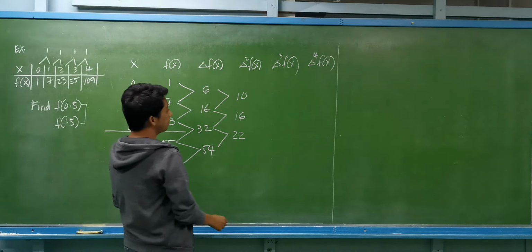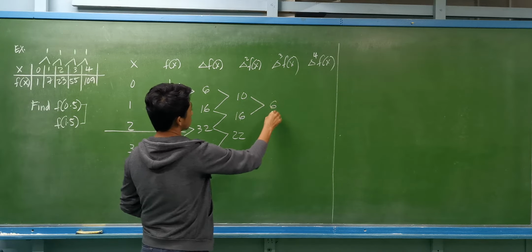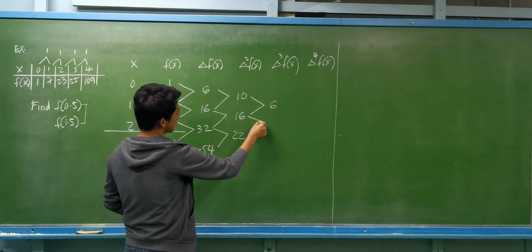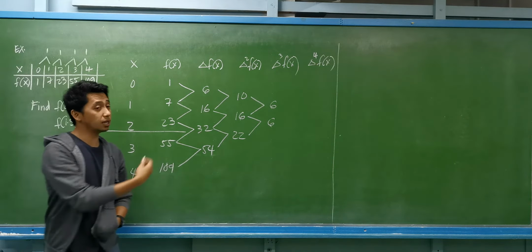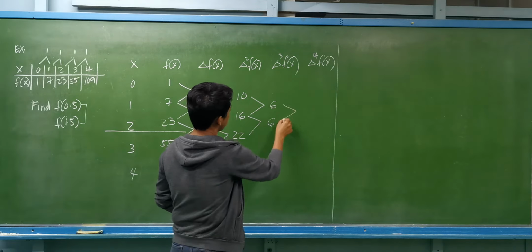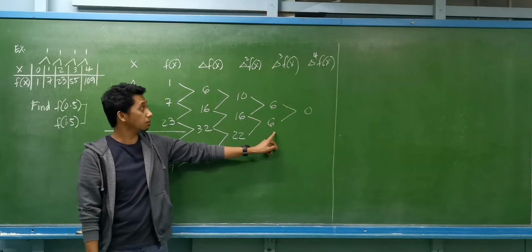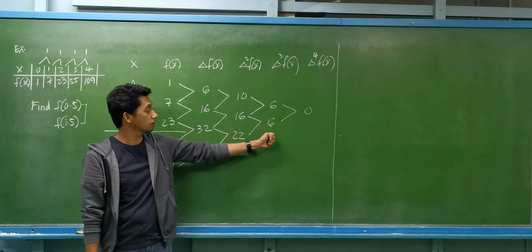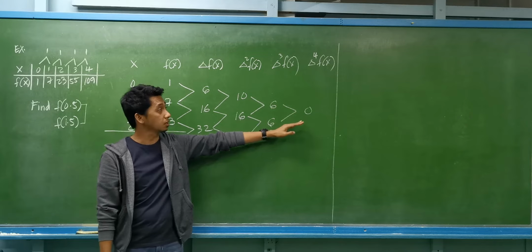Then for the delta cube f of x, 16 minus 10 is 6. 22 minus 16 is the same, 6. Then for the last difference, 6 minus 6 is 0. So we may stop at the delta cube f of x column, since the next difference will be 0.